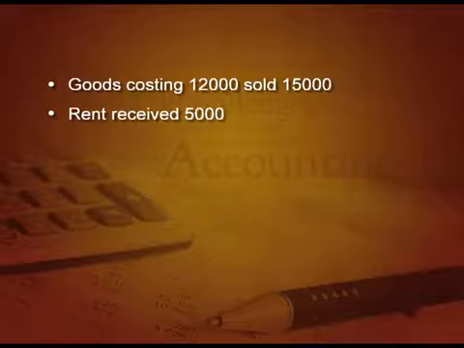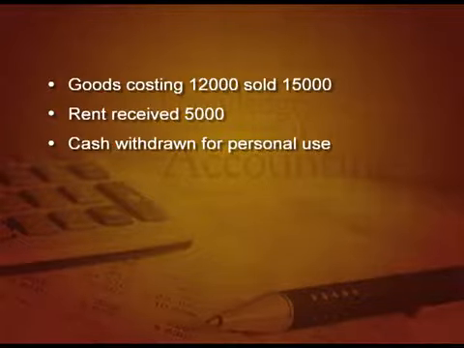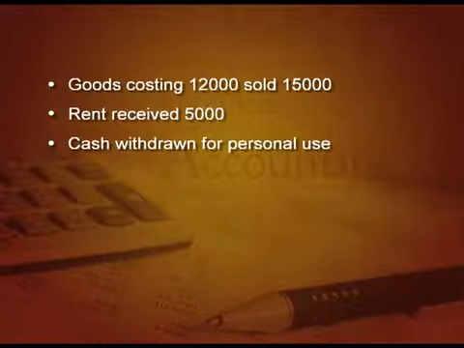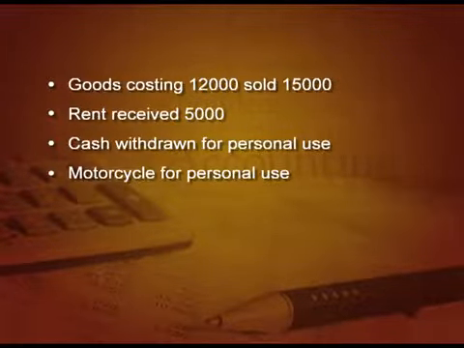Next, cash withdrawn for personal use. Cash is coming down, and because I am using it for personal purpose, definitely my capital gets reduced. So cash minus, capital minus. Next, motorcycle for personal use. Now again it is for personal use. Personal use means capital will come down, right? And money is being paid by the business, so cash will also go down.